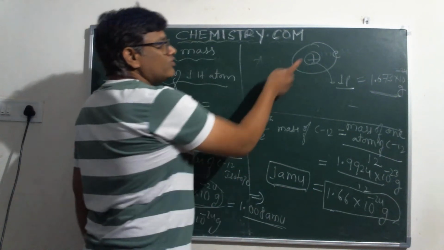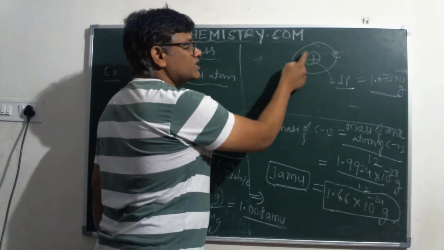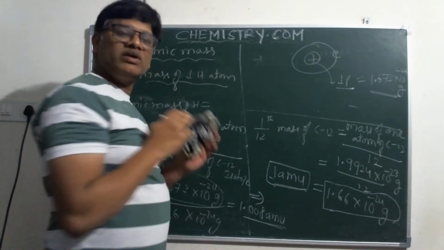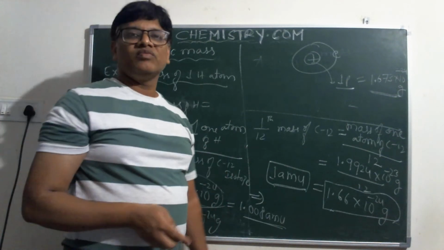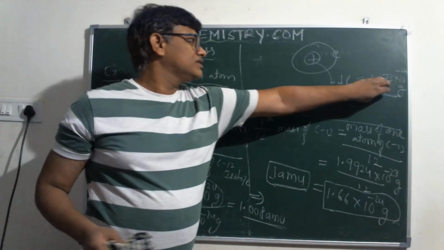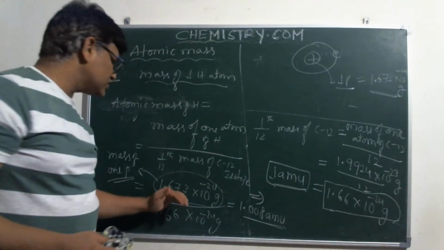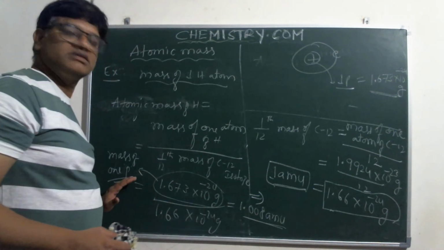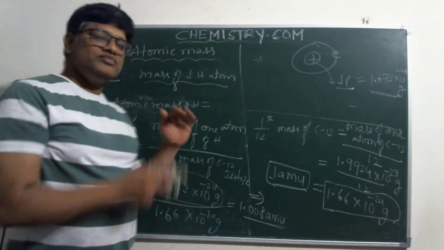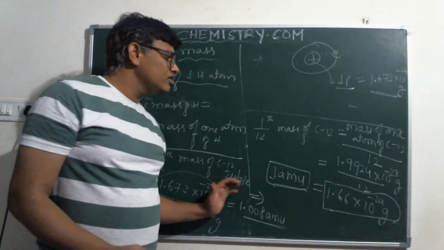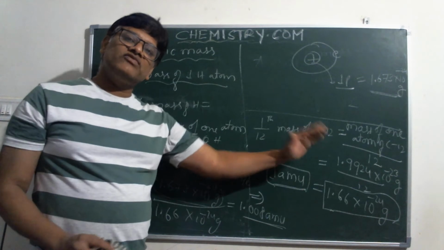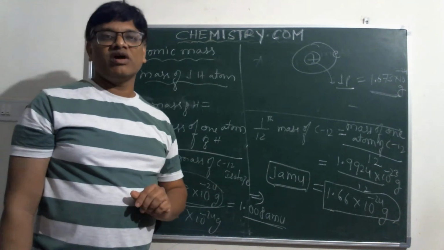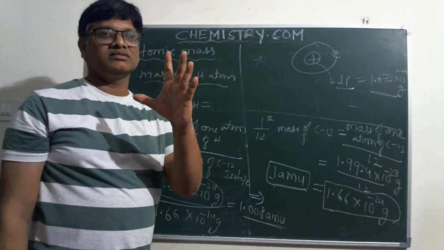Whatever the number of protons and neutrons present in the nucleus, we take as the mass number. One proton is present, that's why this many grams were taken in the calculation. I converted into AMU, so I got 1 AMU. So one hydrogen atom's mass is equal to 1/12 mass of carbon 12 isotope. This is the conclusion here.